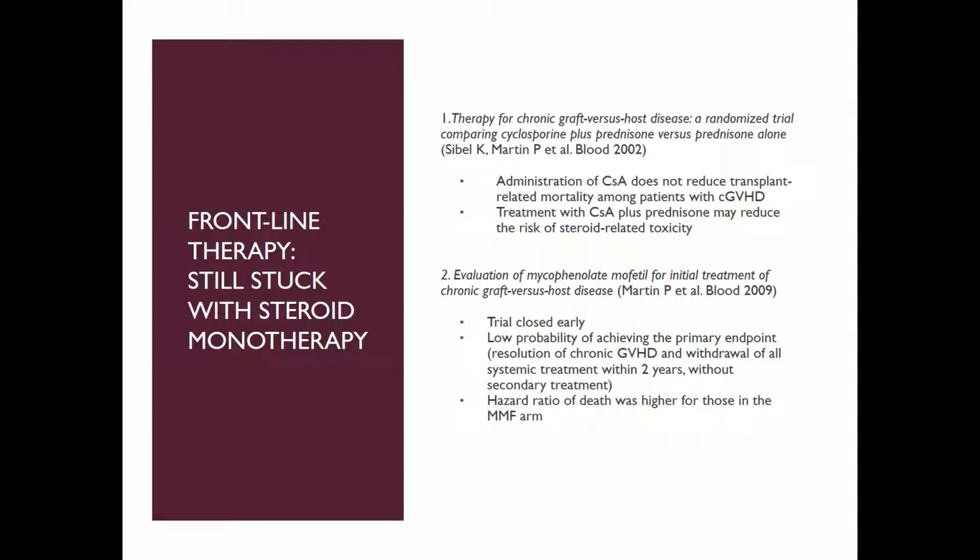Paul Martin and colleagues evaluated MMF for the initial treatment of chronic graft versus host disease. Unfortunately, this trial closed early due to an estimated low probability of achieving the primary endpoint, which was resolution of chronic GvHD and withdrawal of all systemic treatment within 2 years without secondary treatment. They also noted that the hazard ratio of death was higher for those in the MMF arm. So overall, a disappointing study. And we are still stuck with steroid monotherapy as frontline therapy.